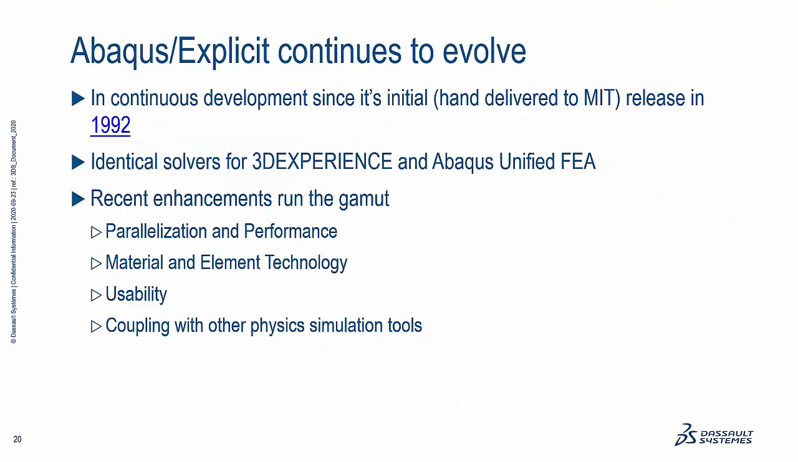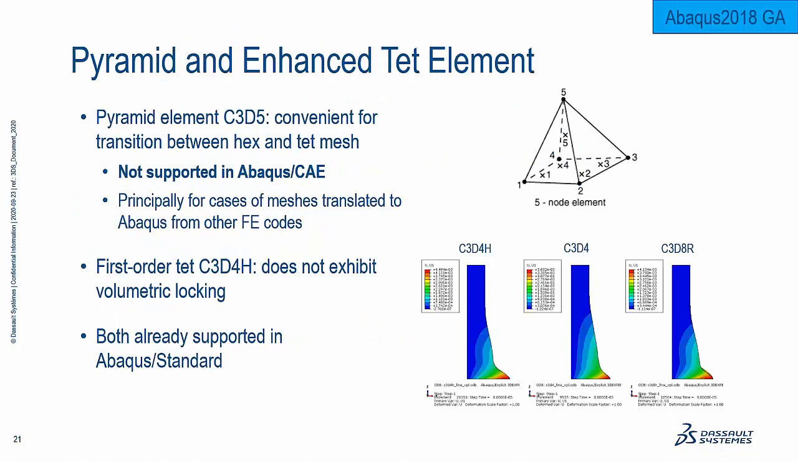So as I've been mentioning, Abaqus Explicit continues to evolve from the original code hand-delivered to MIT in 1992. Oh, for the days when we used to be able to put our code on floppy disks or even a handful of tapes. Again, as I mentioned earlier, the solvers between the 3D Experience platform and the Abaqus UFDA system are absolutely identical, and our enhancements continue to come from all phases of the simulation. We've highlighted a couple of them. I want to just highlight a couple more.